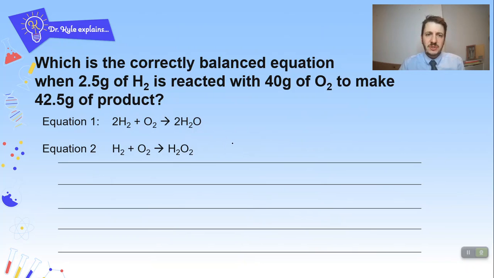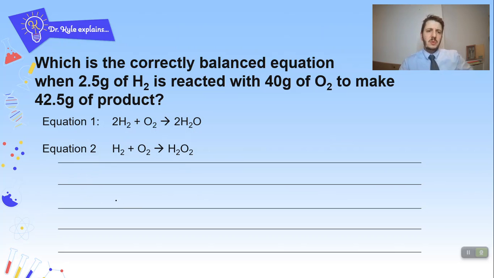So which is the correctly balanced equation when 2.5 grams of hydrogen is reacted with 40 grams of O2, oxygen, to make 42.5 grams of product? So one of these equations is right, one of these equations is wrong, according to how much mass you've got. So let's have a look.